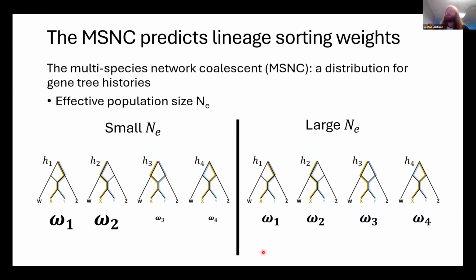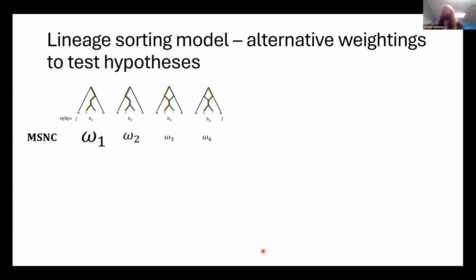And effectively what this does is this is going to change around the weighting of these various lineage sortings. And so what we can do is we can input a given effective population size and compute what we would expect the weightings to be. And this creates kind of a flexible model that allows you to use different weightings to test various hypotheses. So for example, what we might expect under the multi-species network coalescent might differ from what we observe when we're actually counting the proportions of genes that follow each of these paths.